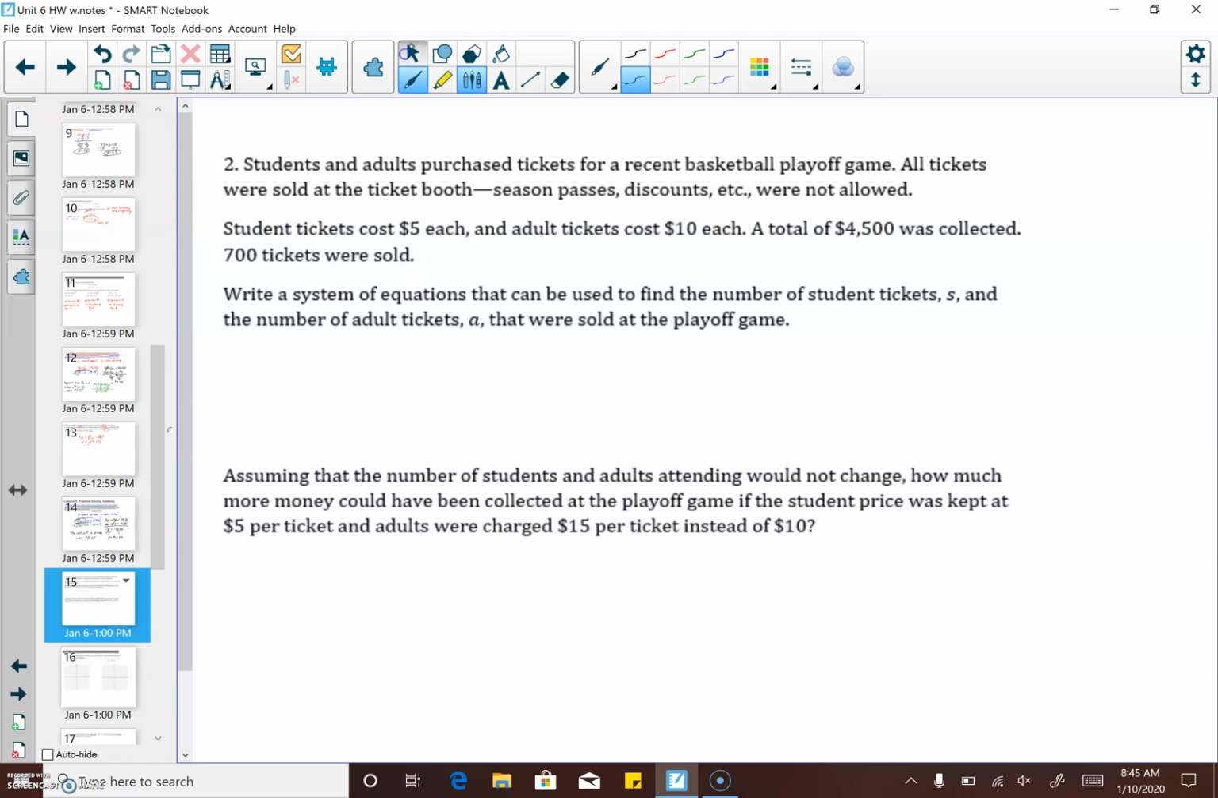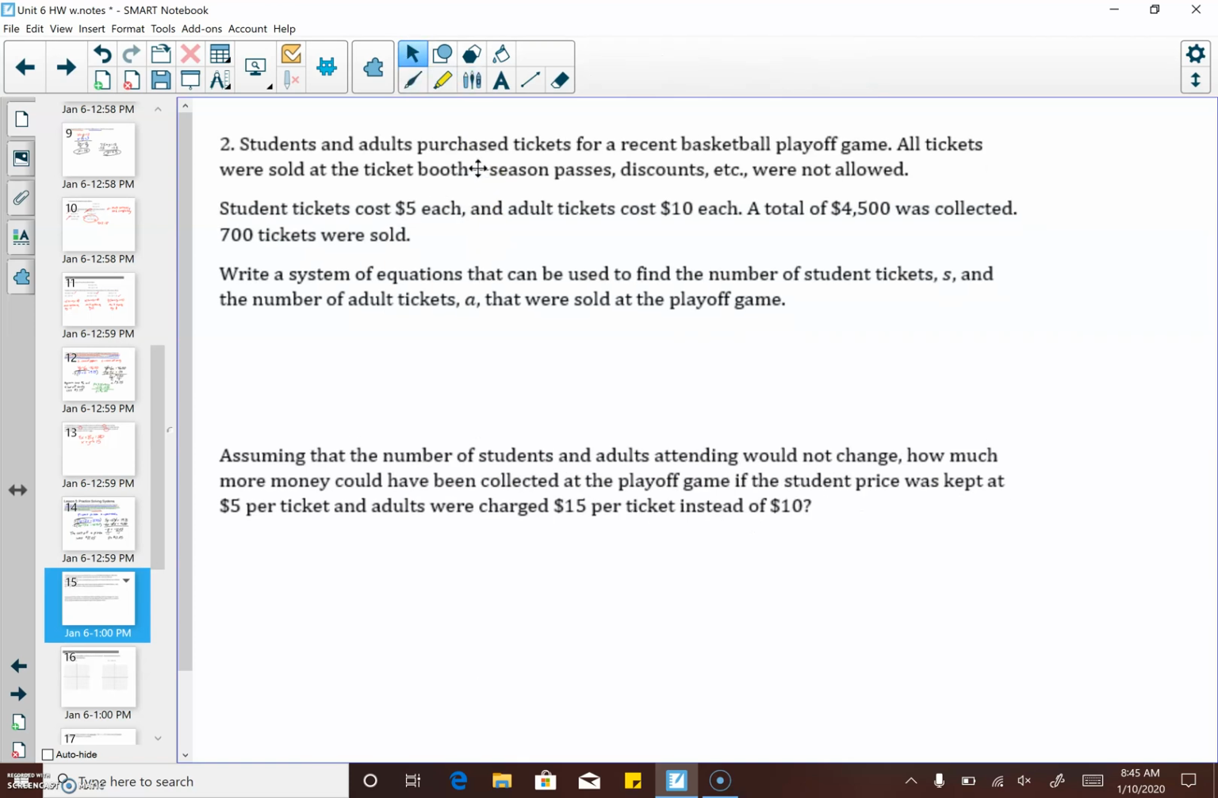Second one, students and adults purchased tickets for a recent basketball playoff game. All tickets were sold at the ticket booth. Season passes, discounts, etc. were not allowed. So student tickets were $5 each, and adult tickets were $10 each, and a total of $4,500 was collected. 700 tickets were sold. So this is one of those where we are going to have an equation about money and an equation about the number of tickets that were sold. So write a system of equations that can be used to find the number of student tickets, S, and adult tickets, A, that were sold.